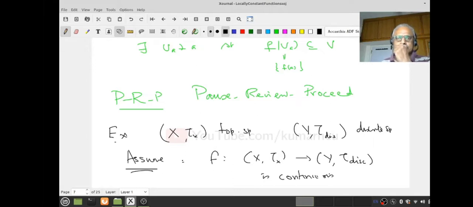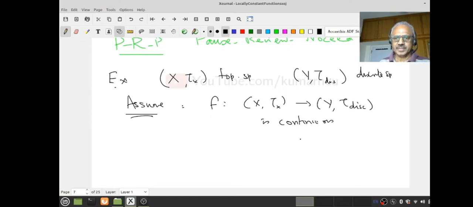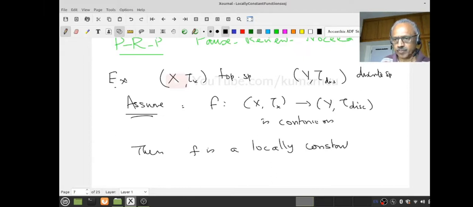Notice that to define a locally constant function, I did not assume the function is continuous. That was a corollary. But here I'm going to say if f is a function from a space to a discrete space which is continuous, then f is locally constant. So take this as an exercise.